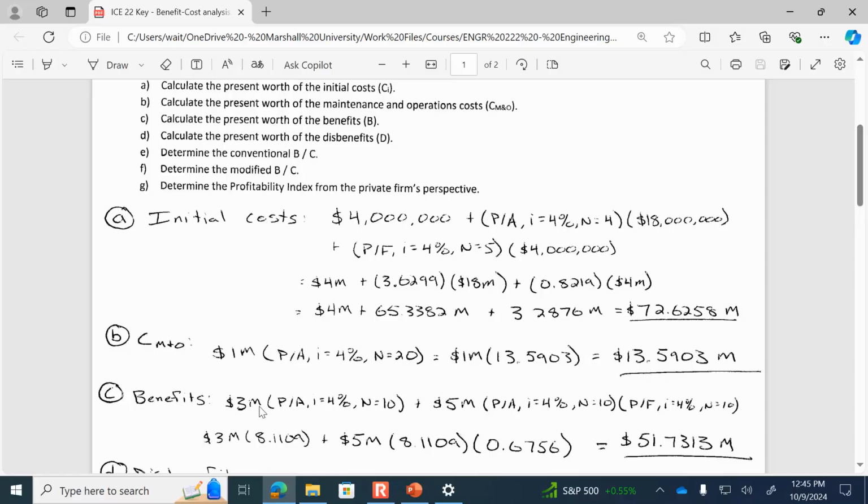So for the benefits, I'm finding the present value of the $3 million, but then the $5 million I have to do as 2 steps because it's in years 11 through 20. So finding a lump sum value of it with a find P given A, then you have to multiply that by find P given F. If you were to draw a cash flow diagram of it, you'd see that you're consolidating the annual series to a lump sum at year 10, and then you have to discount it from year 10 to the present with this final factor. So the benefits should be $51.7 million.